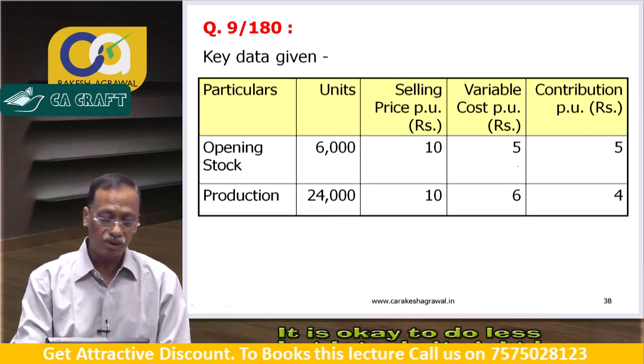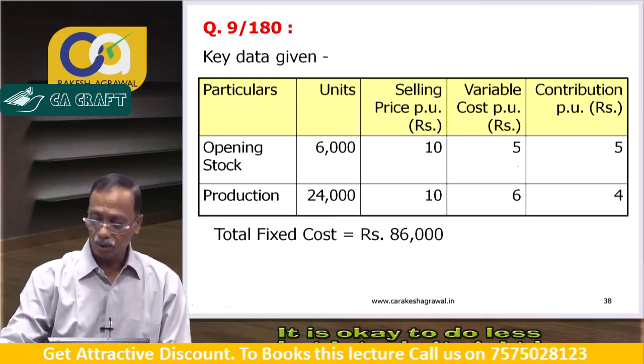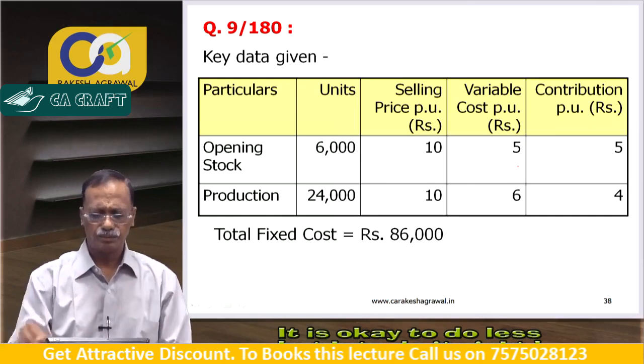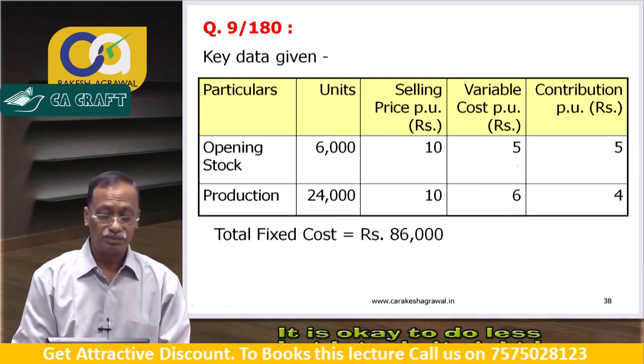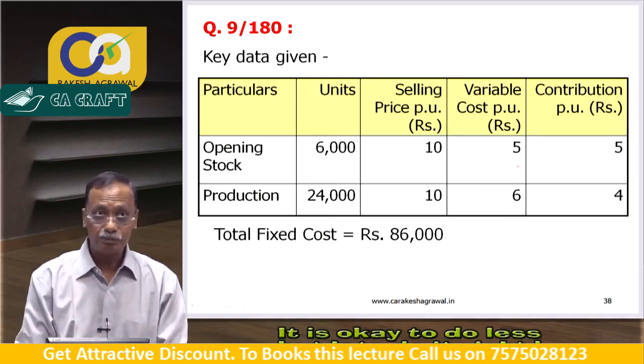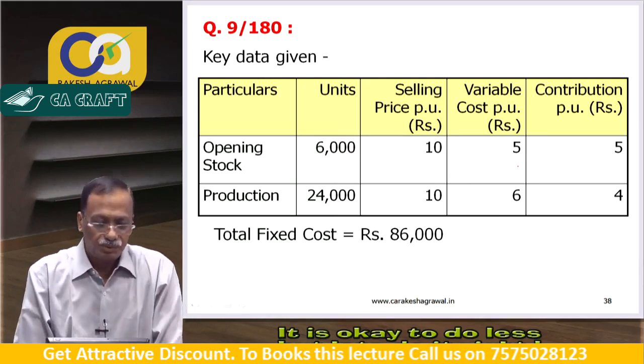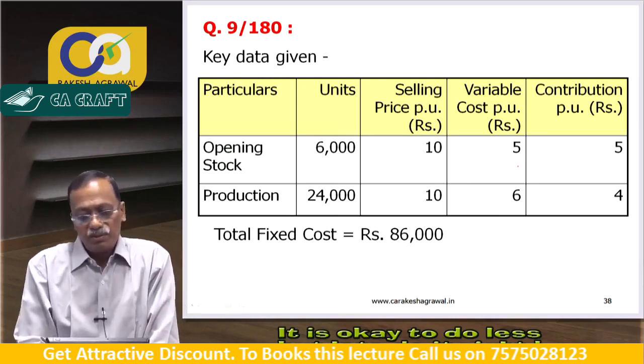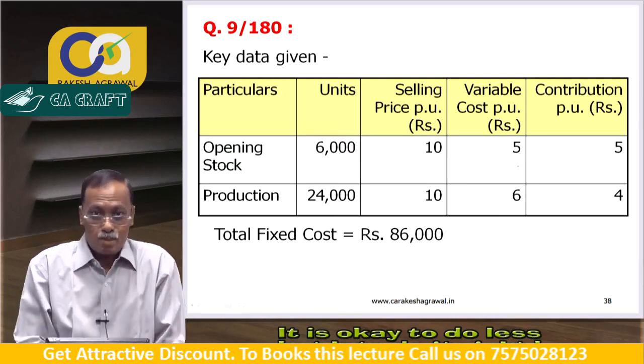I am writing one more figure that is important. Write down total fixed cost 86,000. This is important. Why? See, to achieve BEP, you have to recover this fixed cost, no? To achieve break-even point, you have to recover fixed cost, that is 86,000.